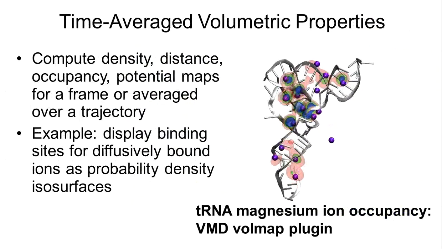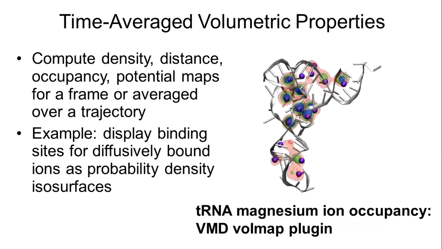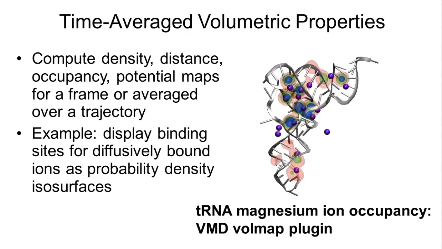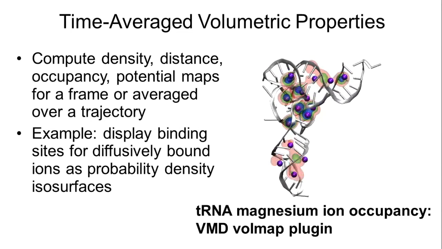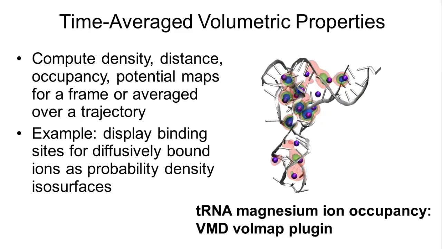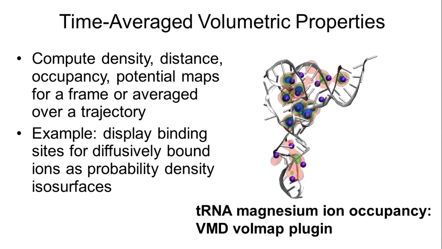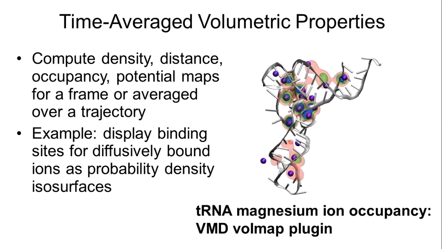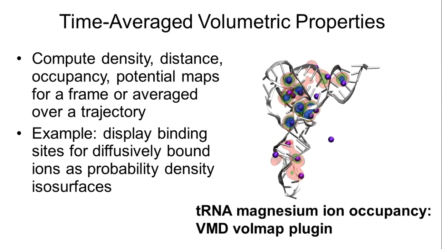VMD has a lot of tools for taking molecular dynamics simulation and characterizing it in various ways. Some of these are pretty straightforward, anybody who's done molecular simulations would be aware of, but some of the unusual ones are things like taking all-atom trajectory data and extracting volumetric properties and being able to do things like alignments. Here you see magnesium ion occupancy probability density isosurfaces. So this is sort of an unusual kind of analysis that's easy to do with the built-in tools in VMD.